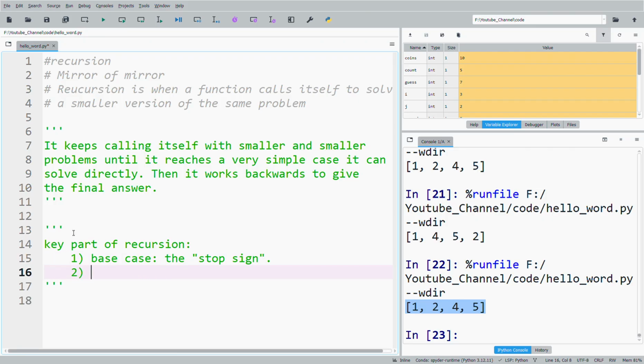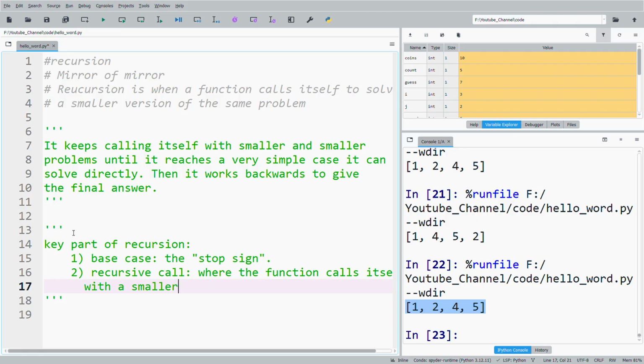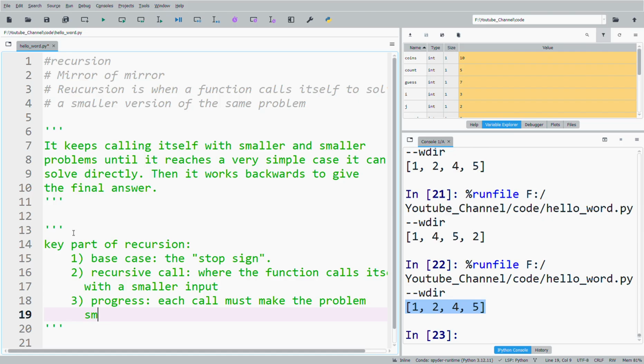The second part is the recursive call, where the function calls itself with a smaller input. The third part is progress. Each call must make the problem smaller.